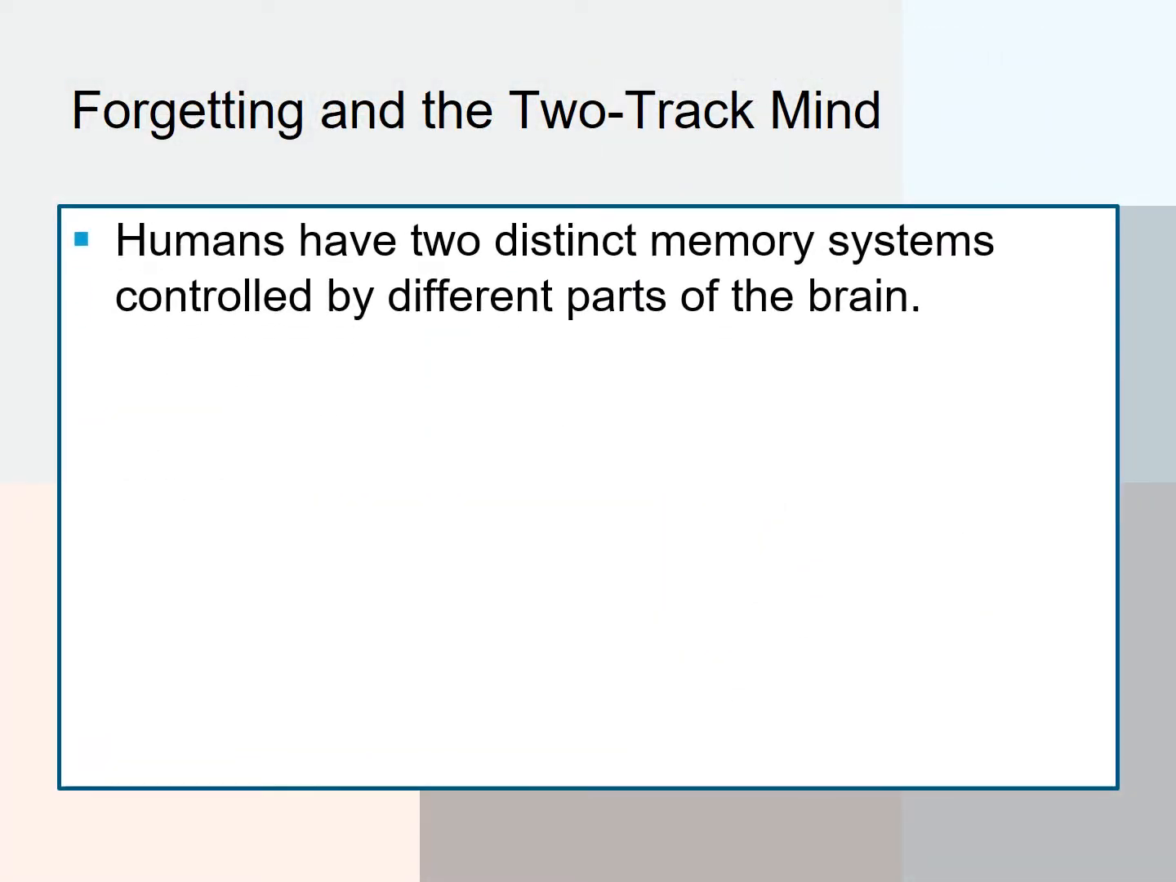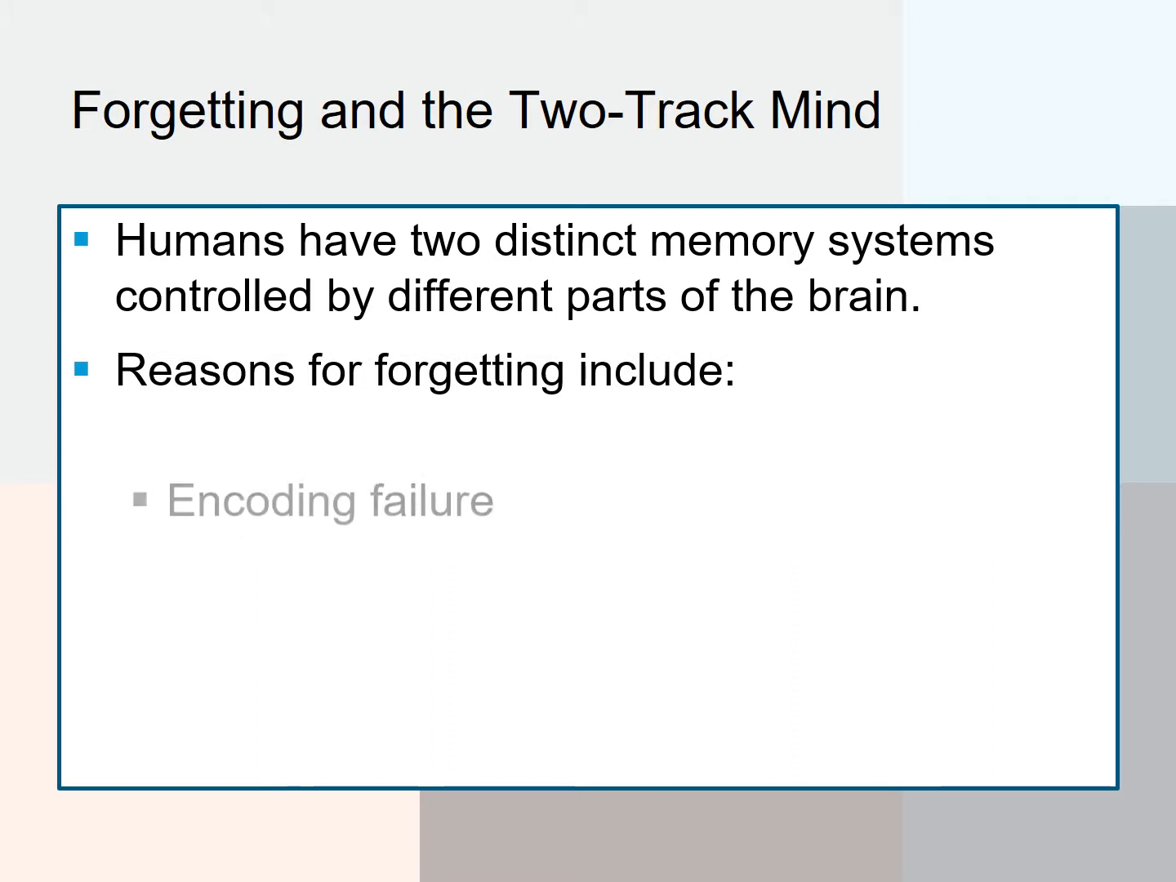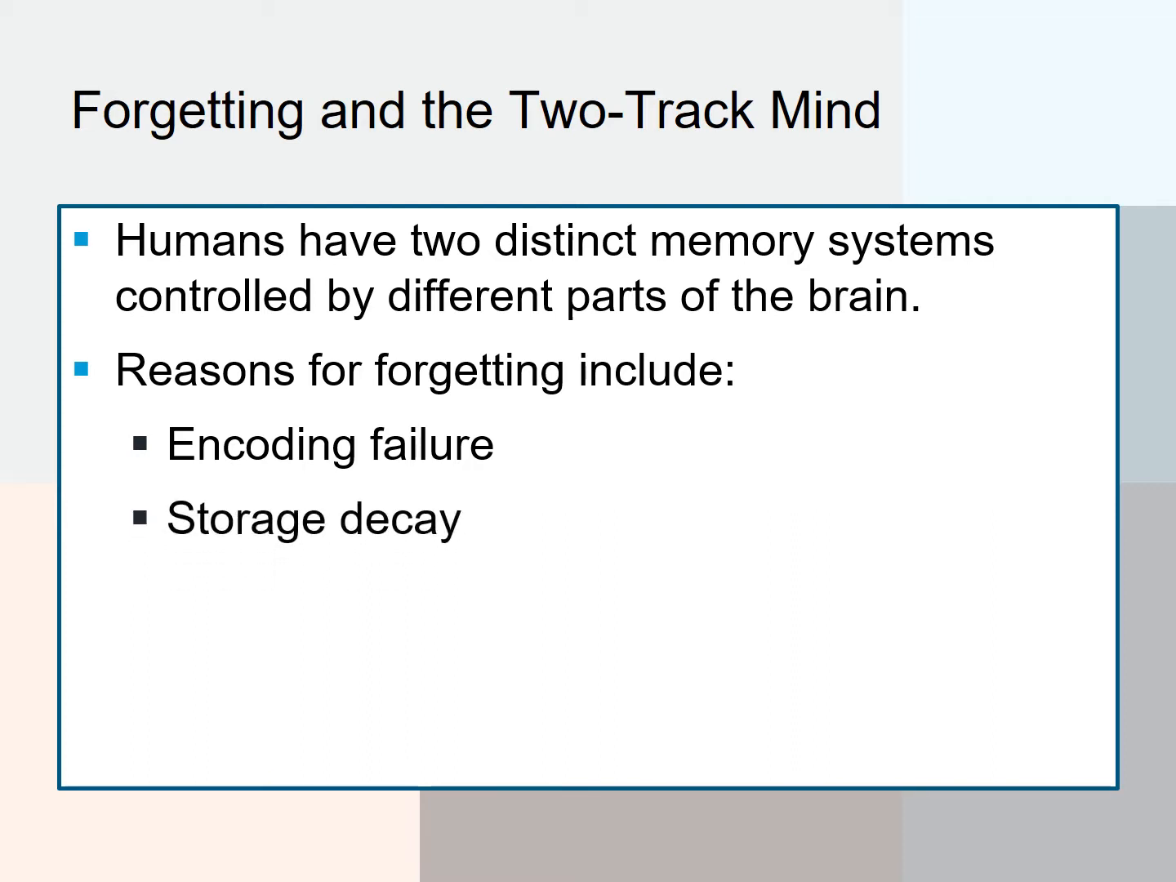Forgetting in the two-track mind. Humans have two distinct memory systems controlled by different parts of the brain. Reasons for forgetting include an encoding failure. Like we mentioned, we may not even have paid attention or processed the information so that it didn't even get encoded in the first place. There could be storage decay. There could be retrieval failure.